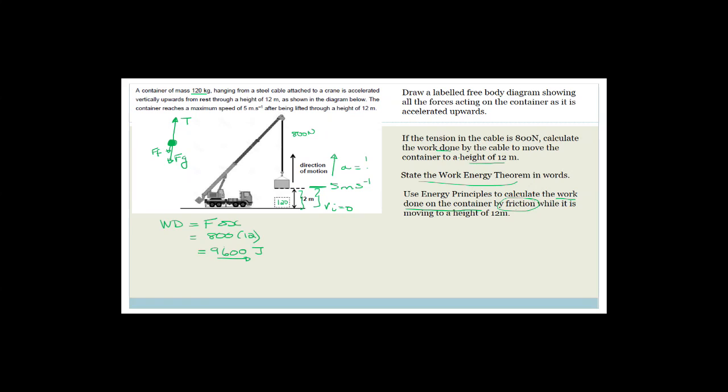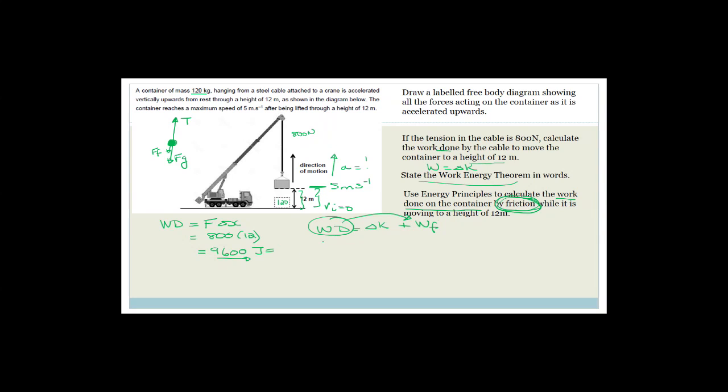Okay, now it says take the work energy theorem, which says the work done is equal to delta K, right? So now we say, okay, well, that's fine. Then what should happen is that this 9,600 joules should equal the delta K, right? But now they say there is energy lost due to work done against friction. So this time the work done is going to equal delta K plus the work done against friction. Some of this energy is going to be used to overcome the force of friction.